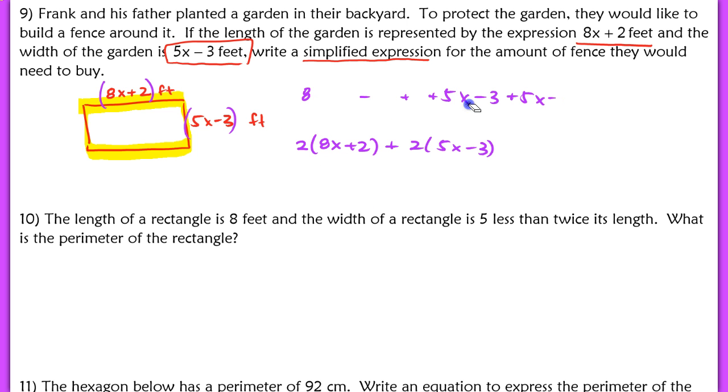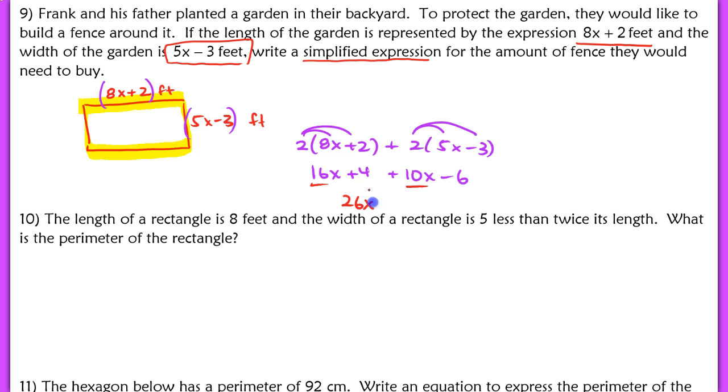So if we want to use our distributive property here, we would distribute that 2. We have 16x plus 4. Now I would distribute this 2 here, and I have plus 10x minus 6. And then if I combine like terms, the 10x and the 16x would combine to give me 26x. And this positive 4 and the negative 6 here would combine to give me negative 2. So I have 26x minus 2. This is the expression for how much fence he needs. So this is the amount of fence Frank and his father need.